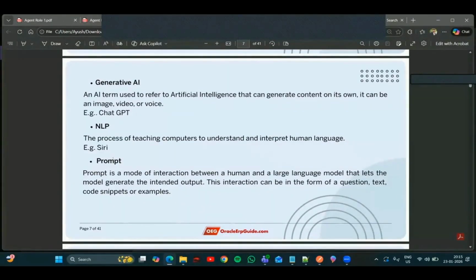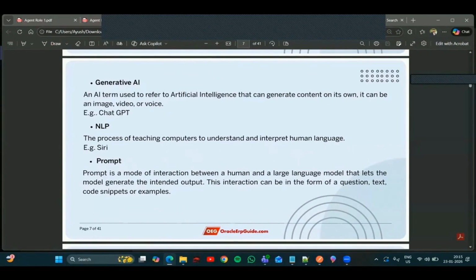So when we are creating AI agents using Oracle AI Agent Studio, this is the most important part. I can't emphasize it enough. Prompting is one of the most important parts that comes under Oracle AI Agent Studio. If you can write good prompts, then 25% of your headaches is gone.